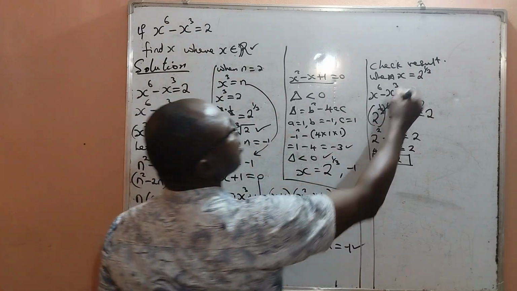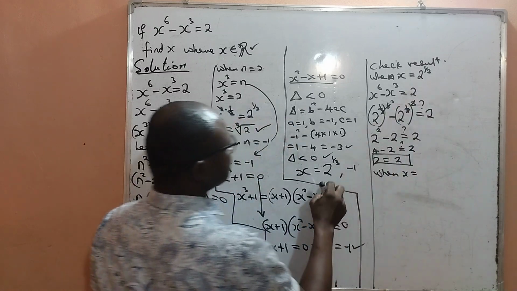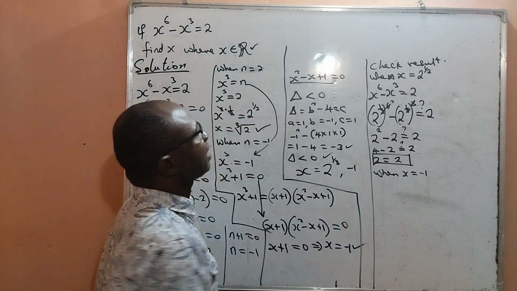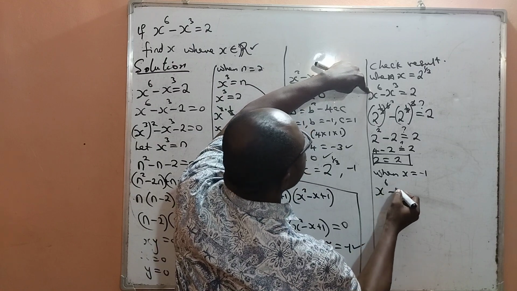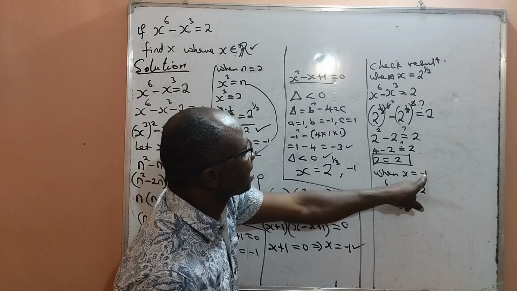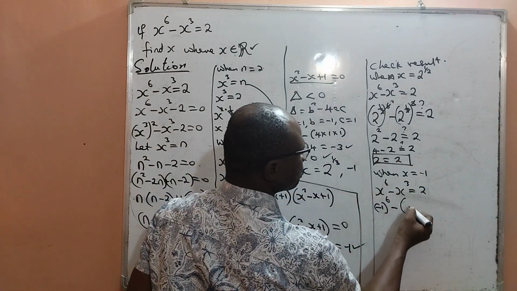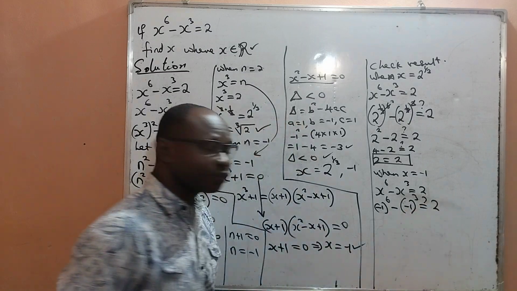Good. We check the second one, when x is equal to negative 1. When x is equal to minus 1, what it means is that from here, x raised to the power 6 minus x raised to the power 3, is this equal to 2? So when x is minus 1, I have minus 1 raised to the power 6, minus, minus 1 raised to the power 3. Will this be equal to 2?